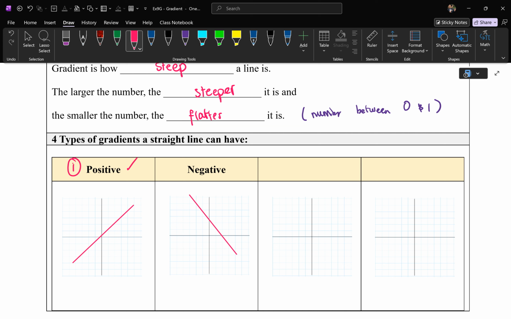So you got a positive gradient, which is like this. You got a negative gradient, which is, if I rotate, it looks like you're going down a hill. Then, how else can I draw a straight line? There's another 2 ways I can draw a straight line. So you got one that goes up, you got one that goes down. What's another 2? Does anyone think? How else can I draw a straight line? Any clue?